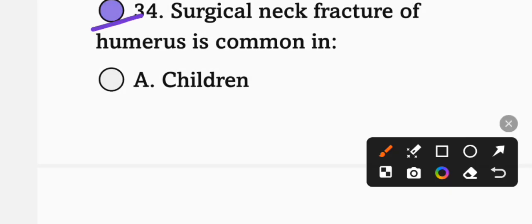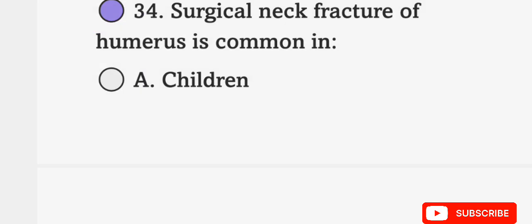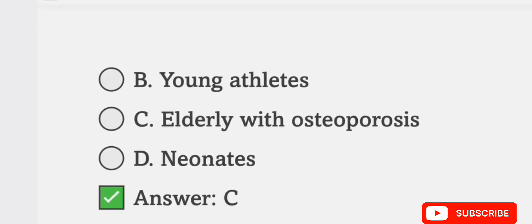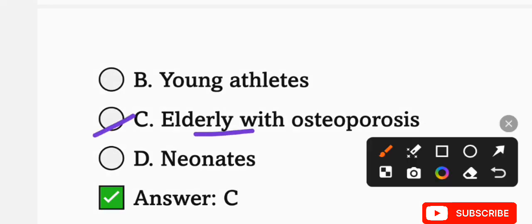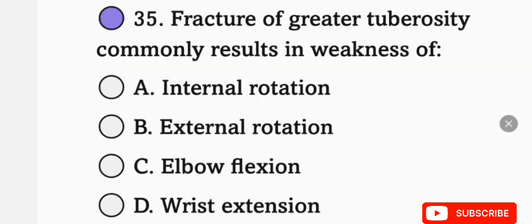Now come to 34 questions. Surgical neck fracture of the humerus is common in. Surgical neck fractures are seen in elderly patients, who have weak bone and osteoporosis, and a fall on an outstretched hand is commonly seen in elderly patients. Of the three options given, the correct option is elderly patients with osteoporosis.